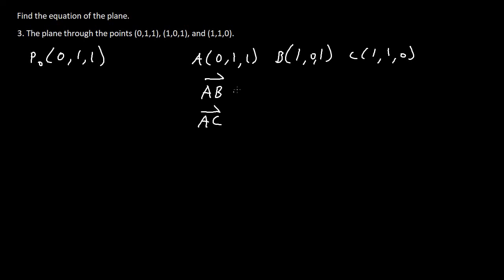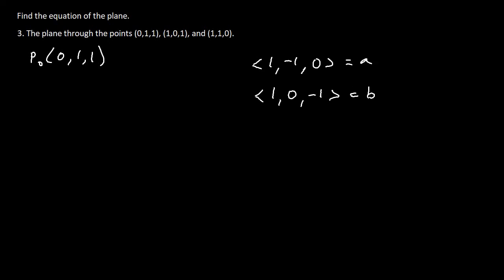So vector AB is going to be calculated by taking x2 minus x1, so 1 minus 0, which is 1, comma y2 minus y1, 0 minus 1 is negative 1, and then comma z2 minus z1, so 1 minus 1 gives us 0. And so vector AC can be calculated with, once again, x2 minus x1, so 1 minus 0 gives us 1, y2 minus y1, 1 minus 1 is 0, and then comma z2 minus z1, which gives us negative 1. Now I'm going to go ahead and rename vector AB as just vector A, and rename vector AC as just vector B, just for sake of simplicity.